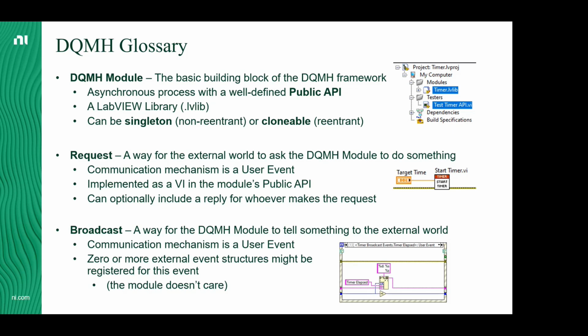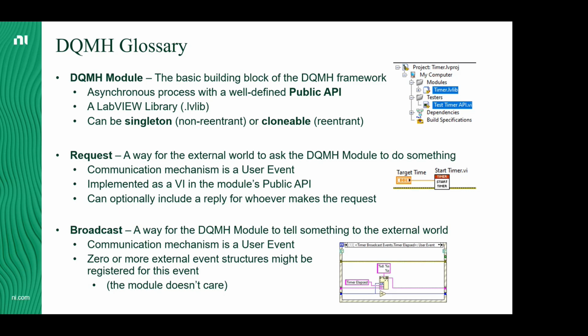So request is one kind of event, and broadcast is the other kind of event. A broadcast is also a user event, but whereas a request is a way to tell a module to do something or to ask a module to do something, a broadcast is a way for the module to tell the world something. And there could be 0 people listening, there could be 10 people listening. The module doesn't care. It's just saying, hey, world, here's some information if you're interested in this. And that's a broadcast.